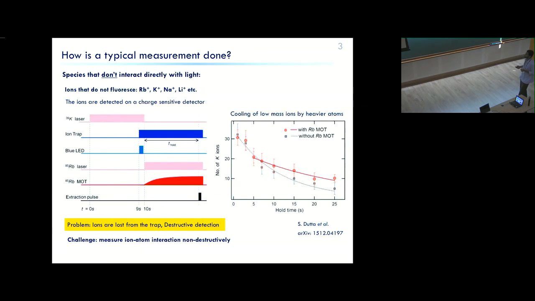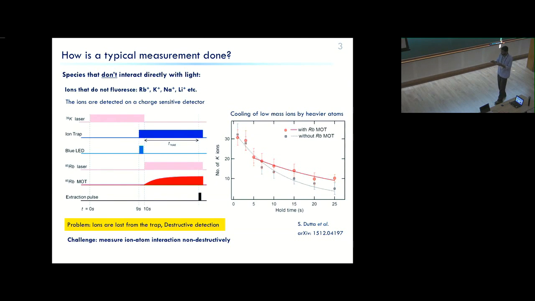So I'm just showing an example of what kind of experiments we do. In this, we want to study the interaction between ions and atoms. So we trap atoms, and then we create some ions, and then we hold these ions in presence of the atoms or in absence of the atoms, and see if there are any collisions or something else is happening. So that's this curve. And how do we know if something is happening to the ions?